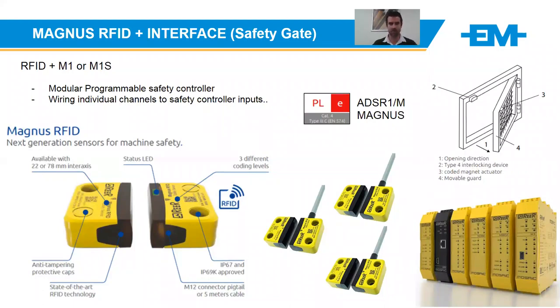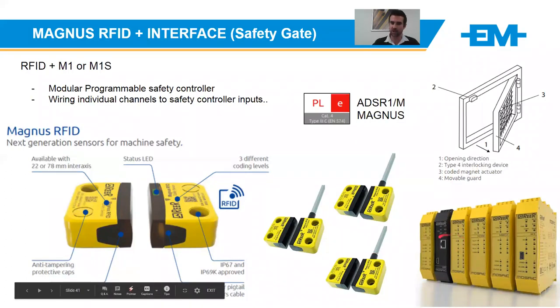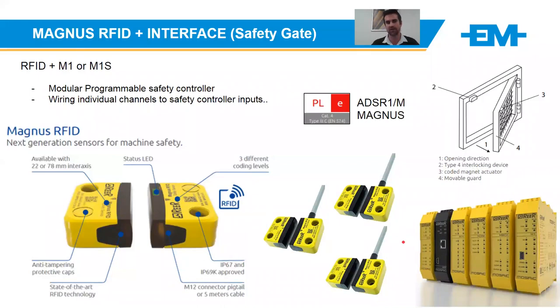If all the gates are open, or one of the gates is open, trip out or don't trip that part of the machine out. In this system, you could determine what causes an error if you wire each individual RFID back to a separate input on the safety controller. So it gives you a lot of flexibility to decide what happens when gate 1, gate 2, or gate 3 is opened.